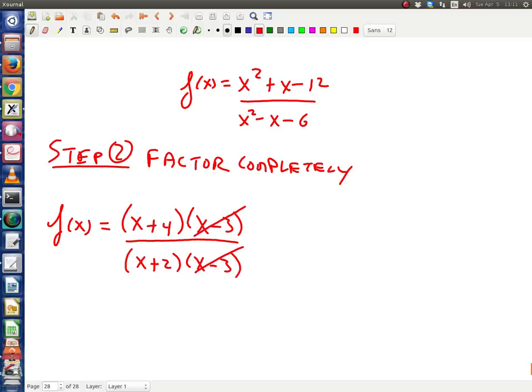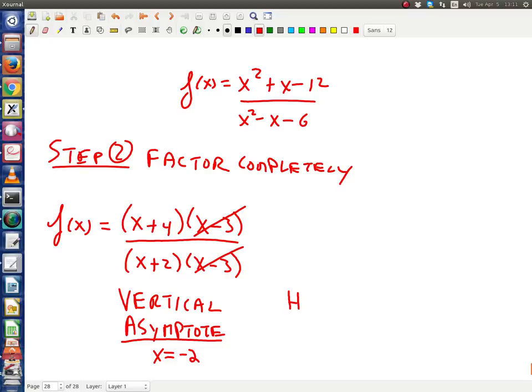Notice these cancel. So if you set the denominator equal to 0, x plus 2 equals 0 makes x equal to negative 2 bad. That's a vertical asymptote. But if we make x minus 3 equals 0, x equals 3 is bad. That's not a vertical asymptote because this factor canceled. That's a hole. So let's write vertical asymptote at x equals negative 2. X equals negative 2 is a vertical line. But we have a hole at x equals 3.